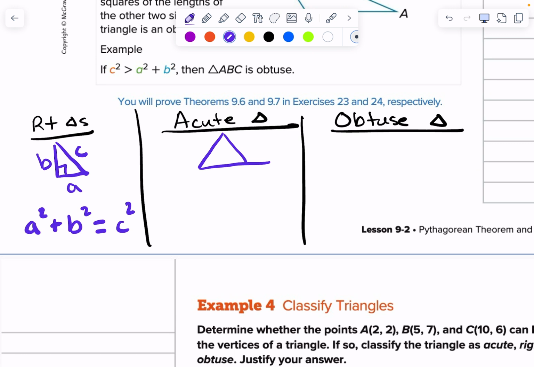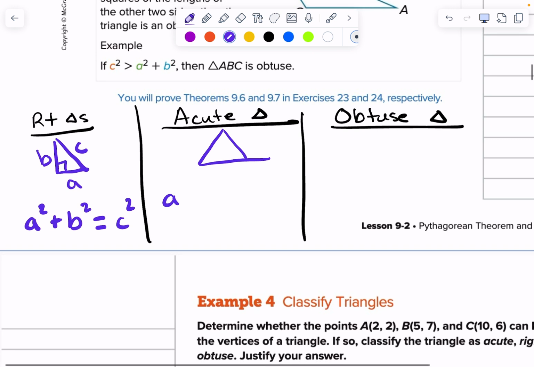Okay, here's the deal. Are you ready? A squared plus B squared is greater than C squared. A squared plus B squared in relationship to C squared. Here's how you remember this. If it's an acute triangle, all of your sides are fairly small. You don't have one really, really big side.